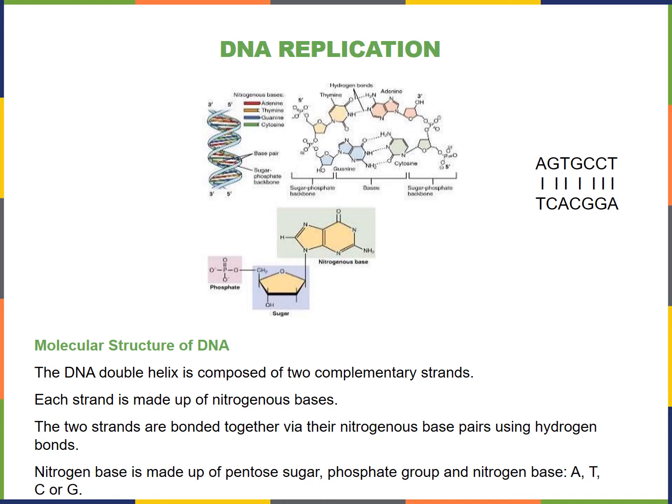So the molecular structure of DNA: the DNA double helix is composed of two complementary strands. As you can see here, these two are complementary with each other. The two strands are bonded together via their nitrogenous base pairs using hydrogen bonds. It's very important, and we're going to see that the nitrogenous base is very important.